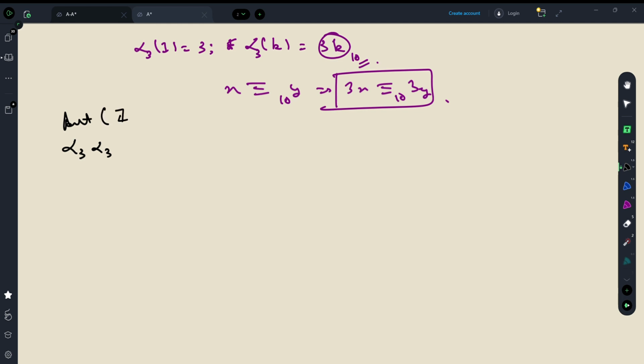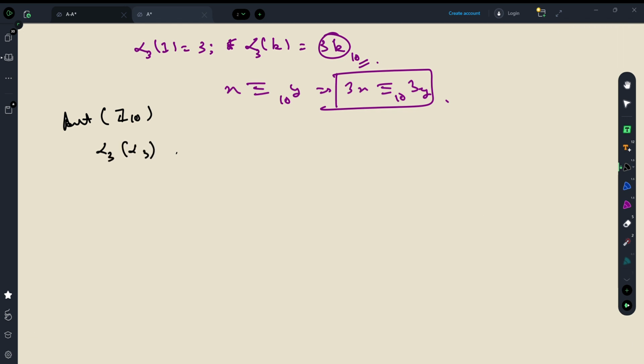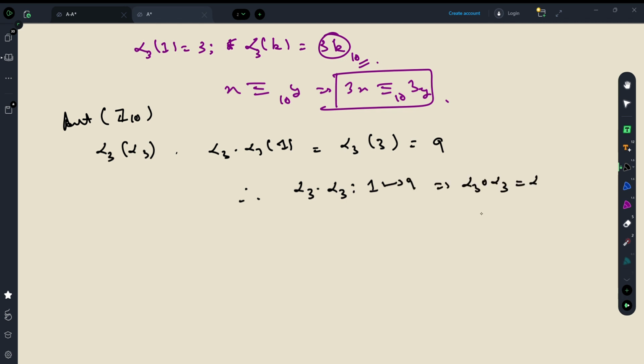So what more we can say is, if I talk about alpha 3 times alpha 3 under the automorphism group of Z10, then alpha 3 times alpha 3 is nothing but alpha 9. Let me be precise, and I will explain the general statement which you can verify on your own. What is alpha 3 composed with alpha 3? You only need to check the image of 1 under alpha 3, because the images of every other element will then be obvious. Alpha 3 composed with alpha 3 under 1, where dot is the composition operation, is alpha 3 of 3, which is 9, right? So alpha 3 composed with alpha 3 maps 1 to 9, which implies it is nothing but alpha 9.